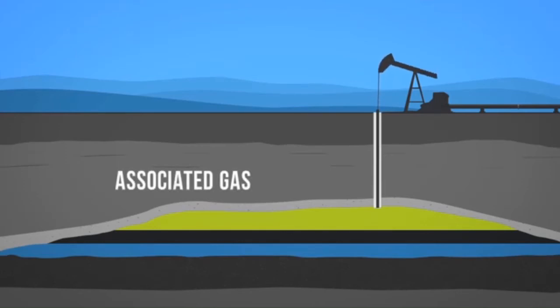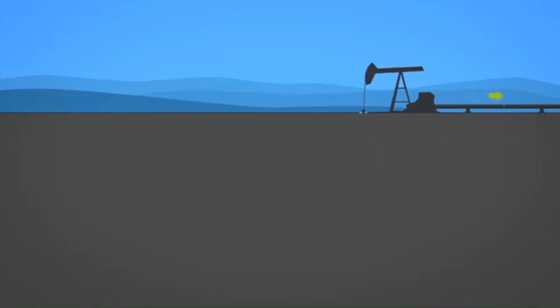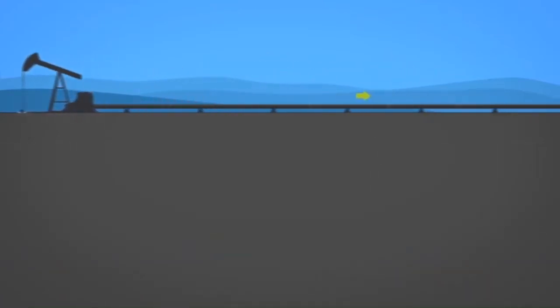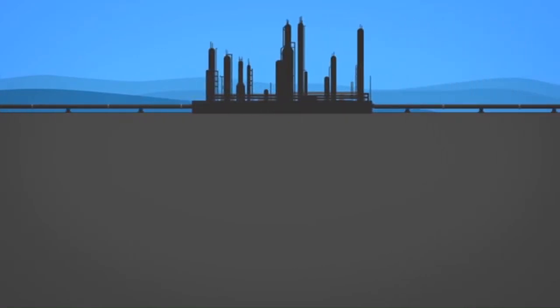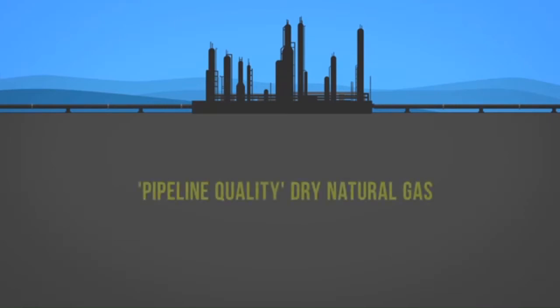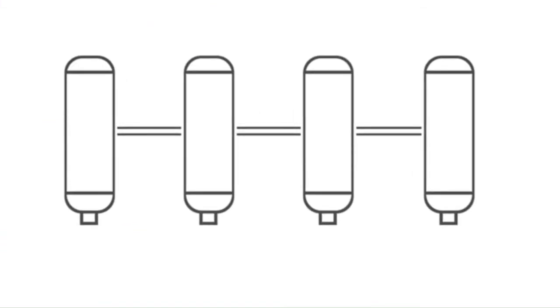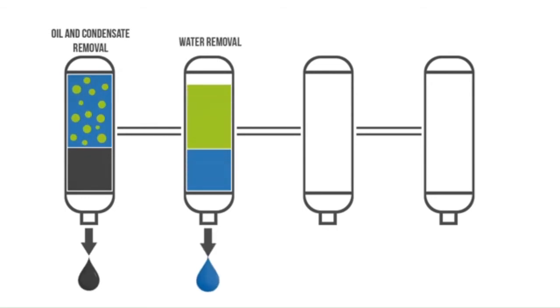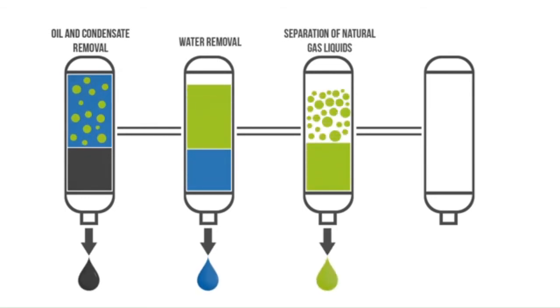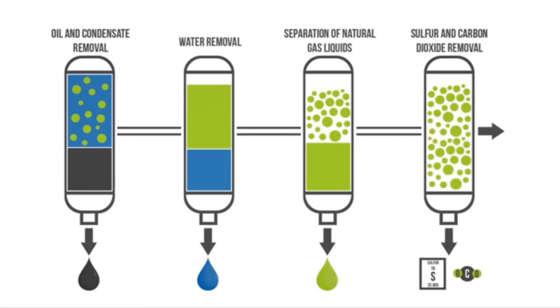In the past, associated gas was commonly flared or burned as a waste product, but in most places today it is captured and used. Once extracted, natural gas is sent through small pipelines called gathering lines to processing plants, which separate the various hydrocarbons and fluids from the pure natural gas to produce what is known as pipeline quality dry natural gas before it can be transported. Processing involves 4 main steps to remove the various impurities: oil and condensate removal, water removal, separation of natural gas liquids, sulfur and carbon dioxide removal.